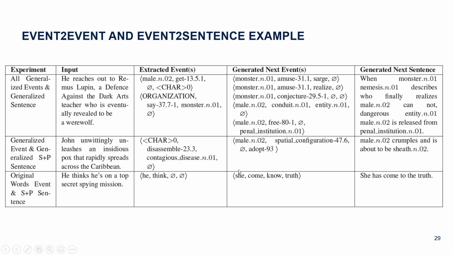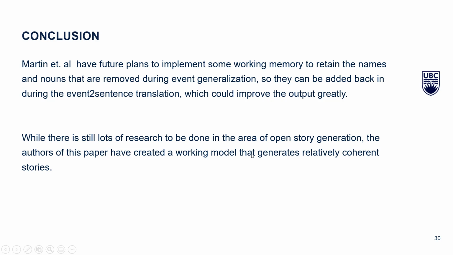The authors of this paper actually have some future plans. They plan to implement some working memory to retain the names and nouns that are removed during the event generalization so they can be added back during the event-to-sentence translation, which could improve the output greatly. While there still is a lot of research to be done in the area of open story generation, the authors of this paper have created a working model that generates relatively coherent stories.